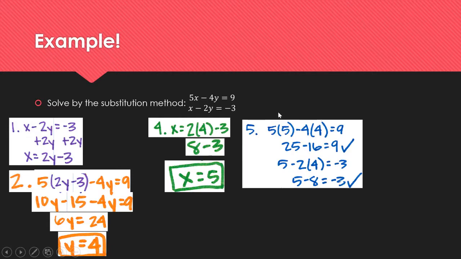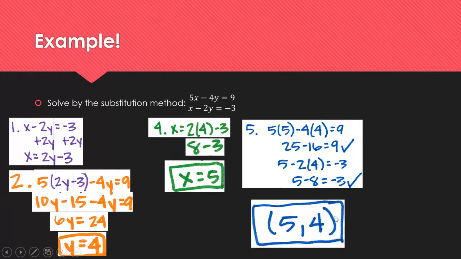Step 5 says, okay, check your answer. So take your top equation, plug in 5 for x, 4 for y, make sure it's true. Take your bottom equation, plug in 5 for x, 4 for y, make sure it's true. Since they're both true, we know we're right. So your answer is an ordered pair. X is 5, y is 4, so (5, 4). Beautiful.